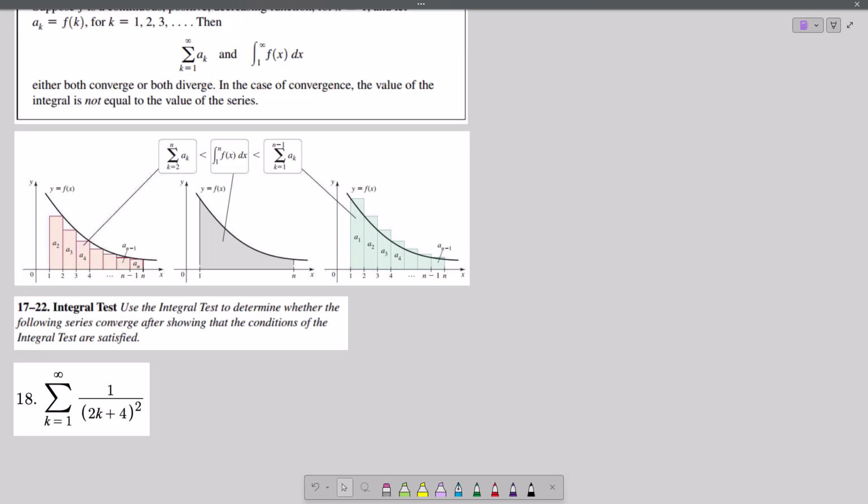It does not tell us what the series converges to. But if we can find the associated improper integral and that associated improper integral converges, then the series converges. We just don't know what it converges to.